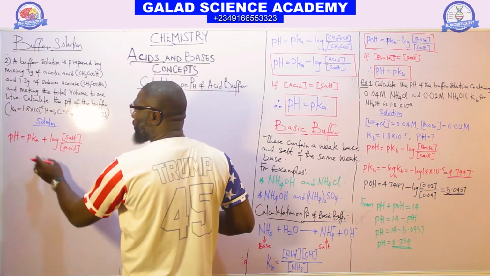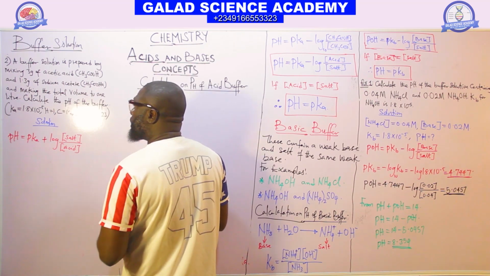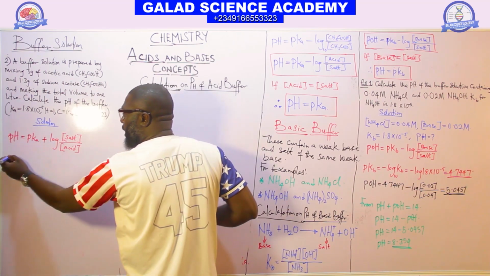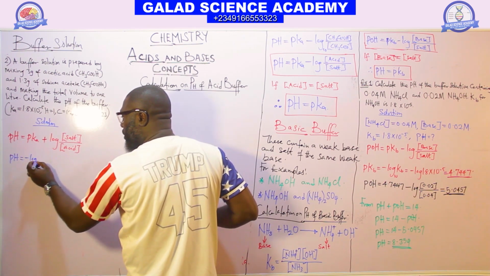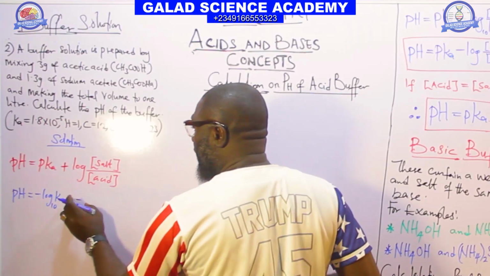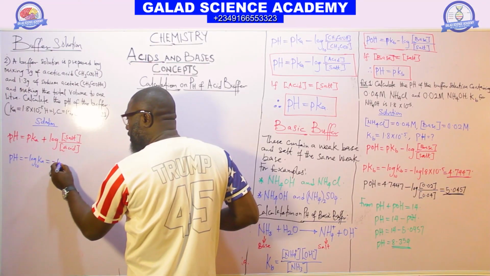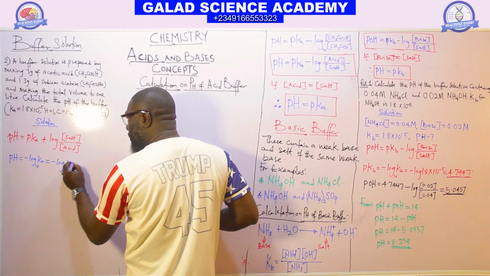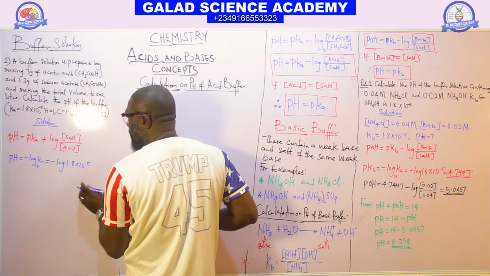So first of all, let's find the pKa. They give us Ka. pKa is the negative logarithm of Ka. We are given Ka to be this, so the logarithm of 1.8 times 10 raised to the power minus 5.